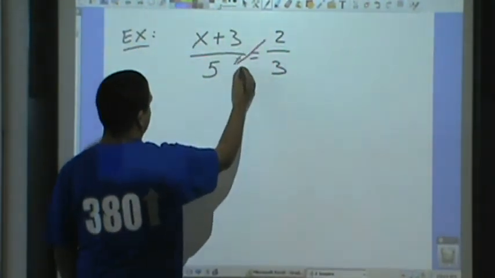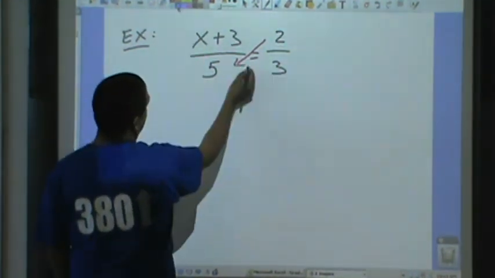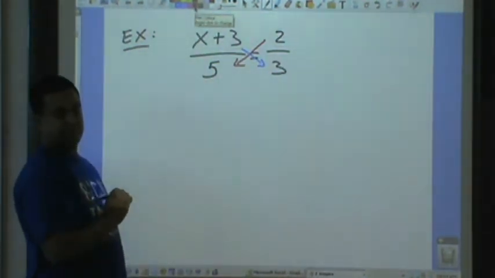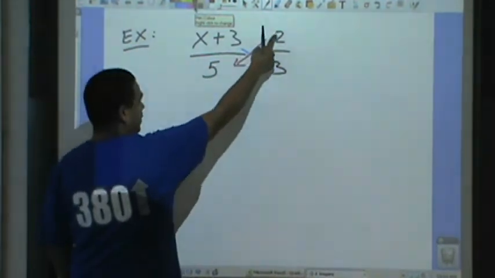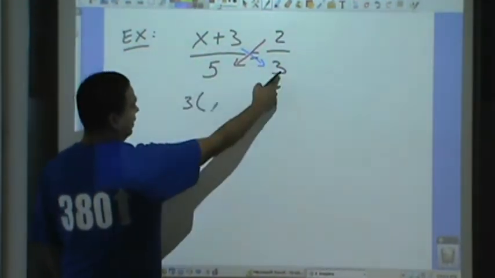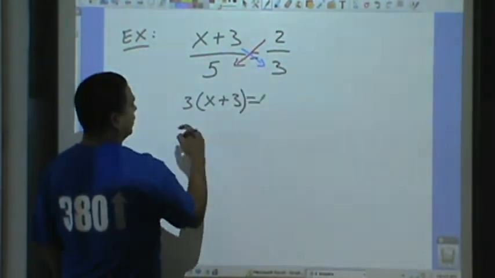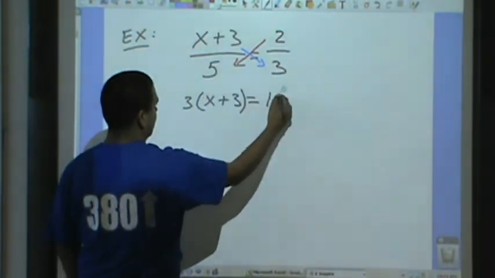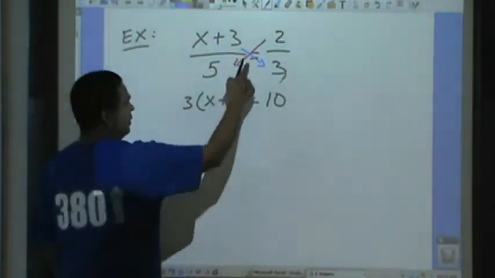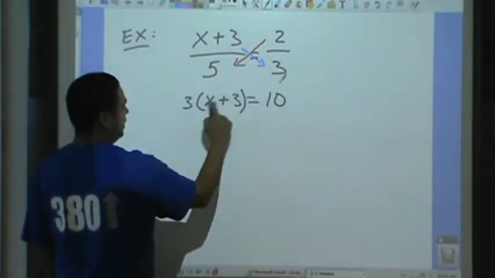So again, multiply diagonally like that, right? I got 3. And I'm going to do this one just a little bit different to show you it doesn't matter. I've been doing this way first. You could go this way first. So 3 times my x plus 3 equals 10. Will I get the same answer? Yes. So it doesn't matter. You can multiply this way first and put the 10 equals, or multiply this way first and then equals 10.